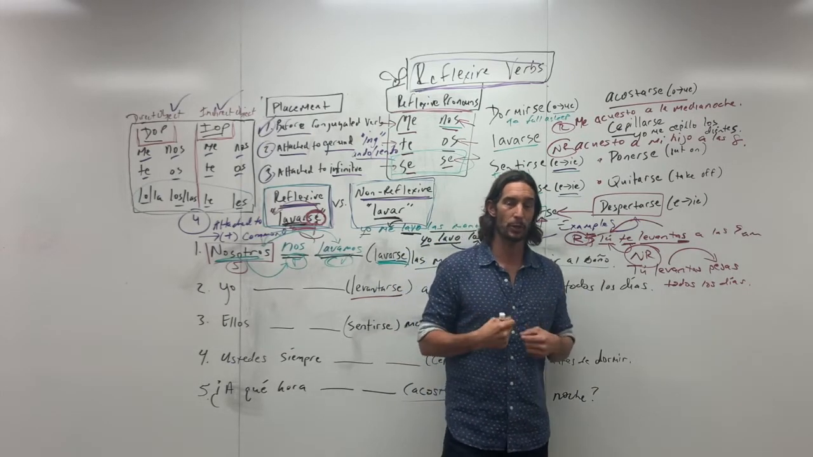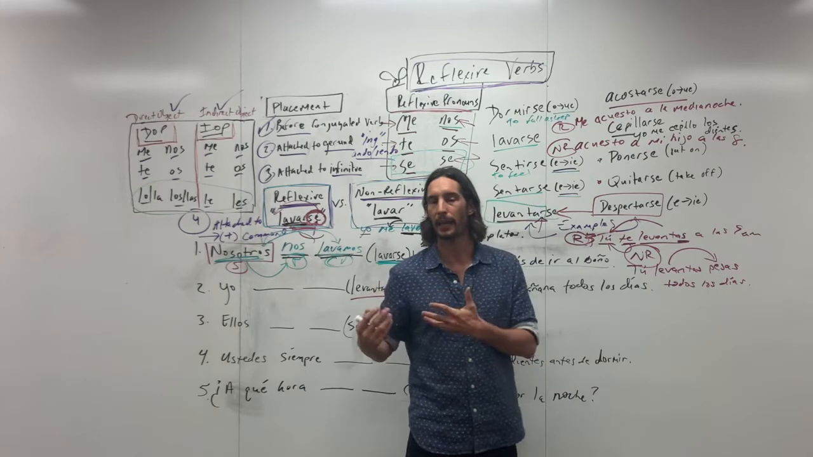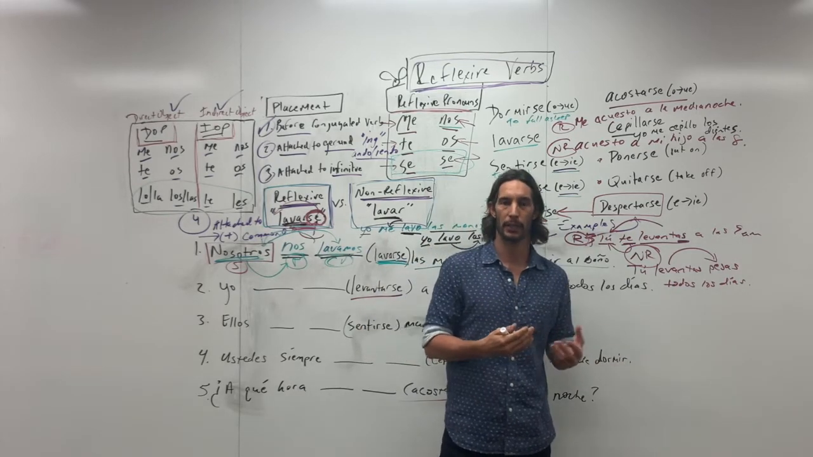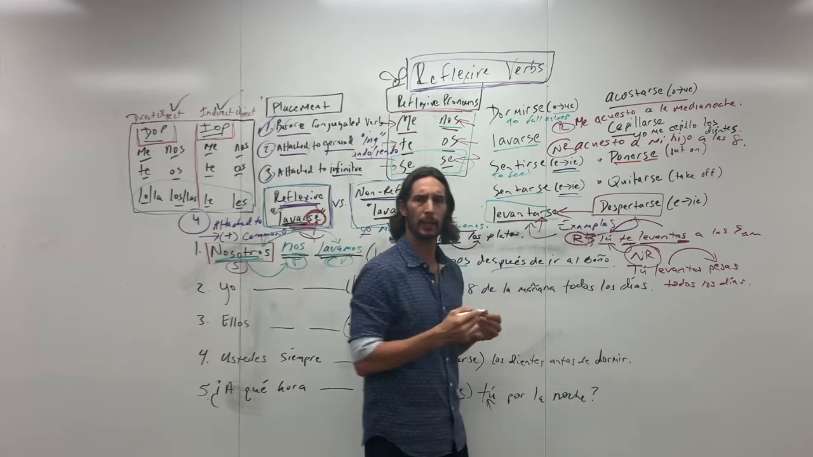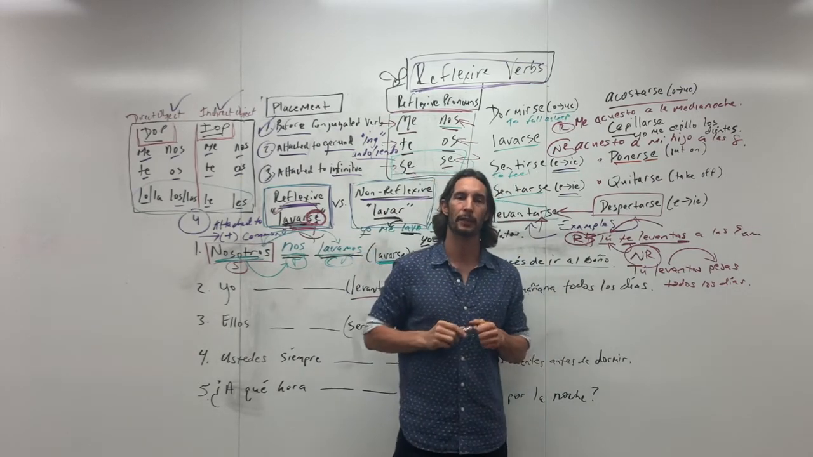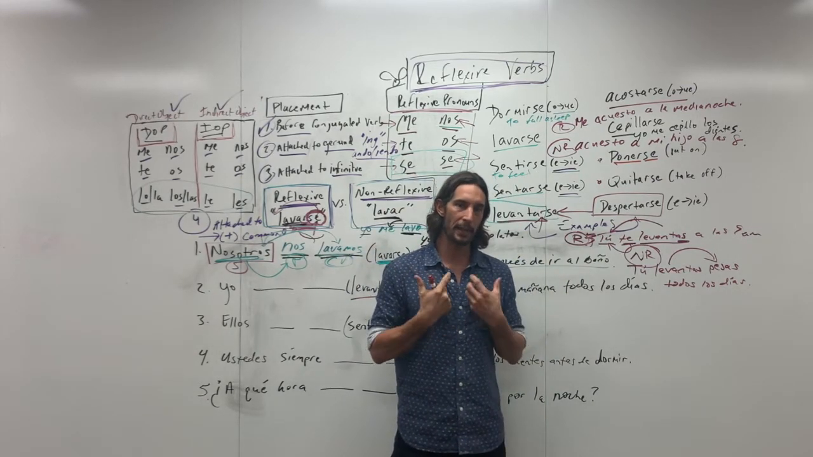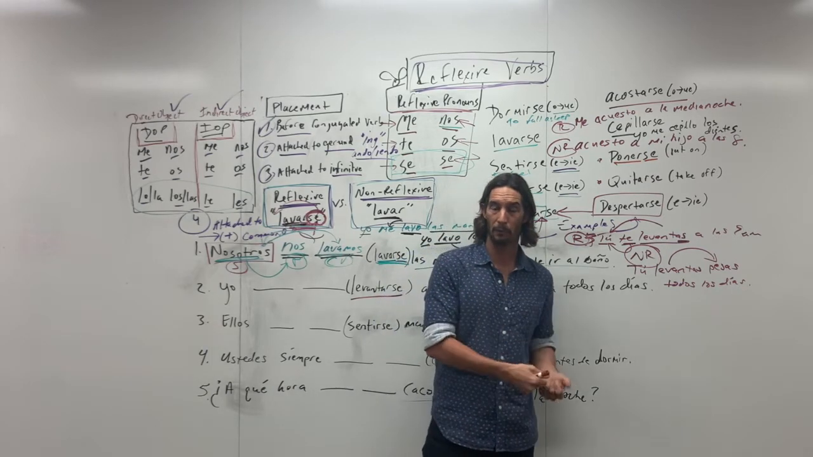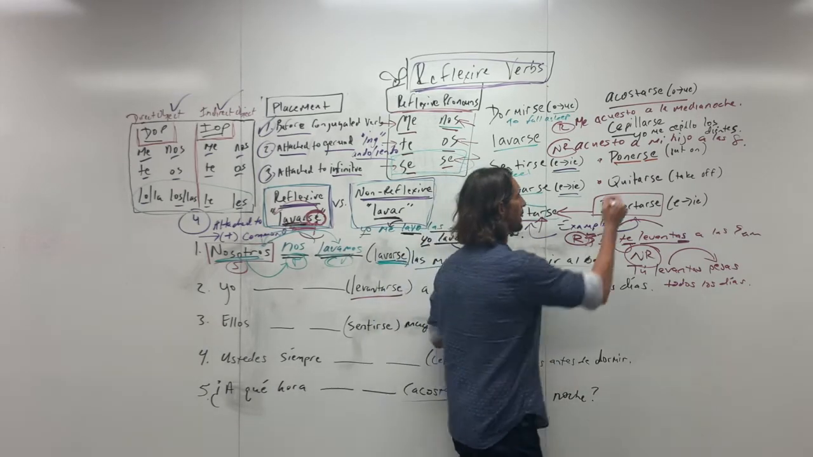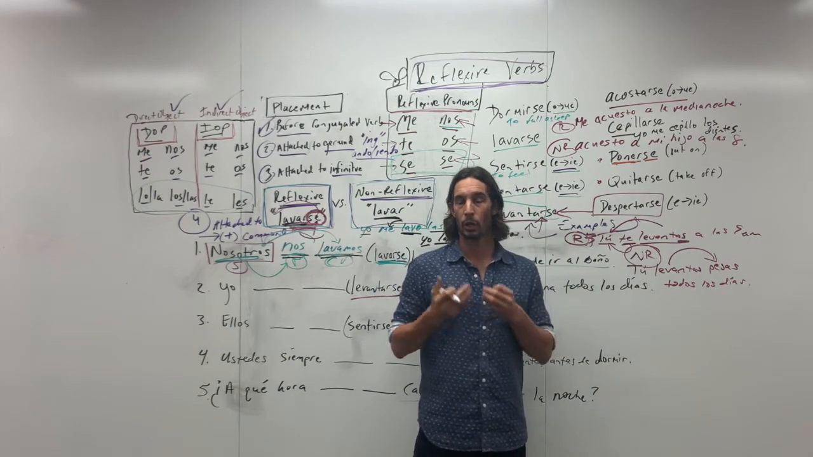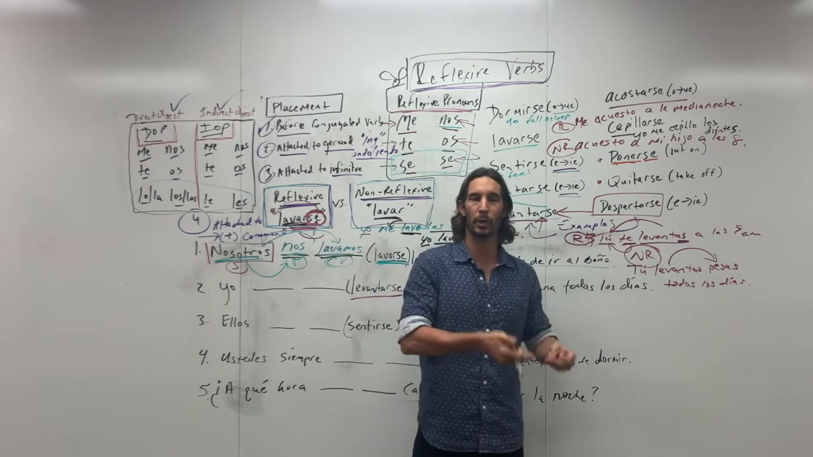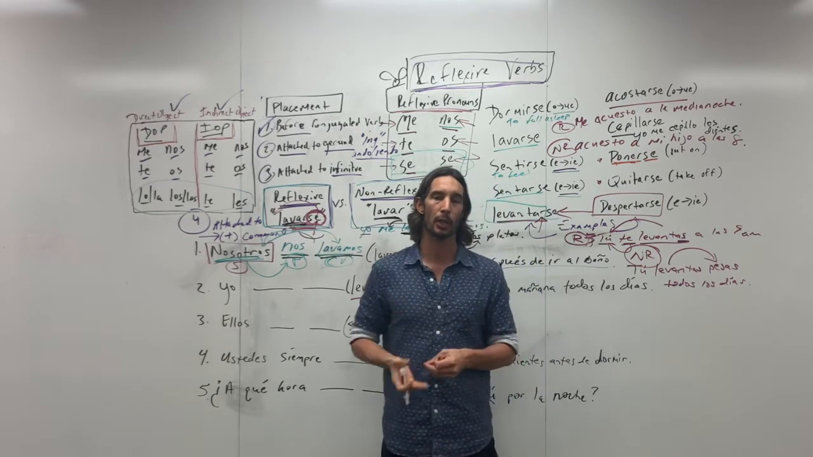It can also mean to become or get, like "I'm getting angry," for example. So ponerse as a reflexive takes on a different meaning than the verb poner non-reflexive. Poner non-reflexive means to put. So you put the computer on the desk.